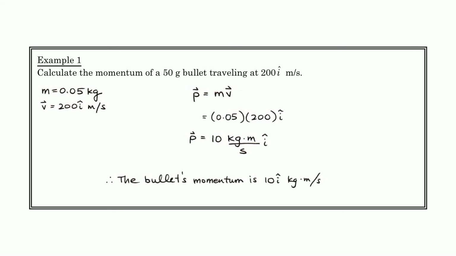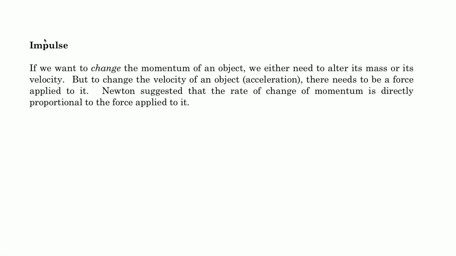Moving forward, impulse is closely related to the change in momentum. If we want to change the momentum of an object, we need to alter its mass or change its velocity. For the most part in this course, we're not going to look at something with a changing mass. We're going to say that mass is constant, so any change in momentum is due to a change in velocity. And we know from kinematics that a change in velocity is an acceleration, so if there's an acceleration, we have to apply a force.